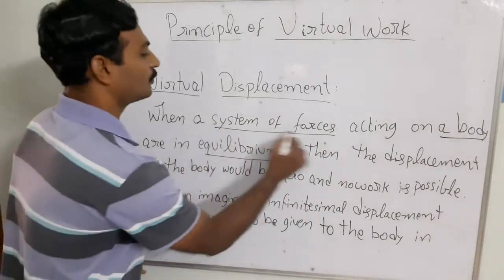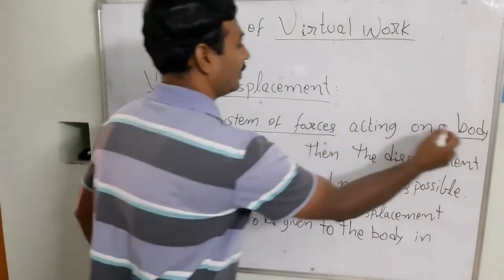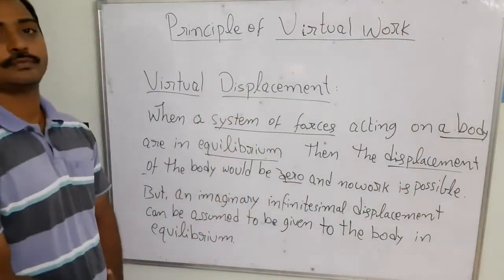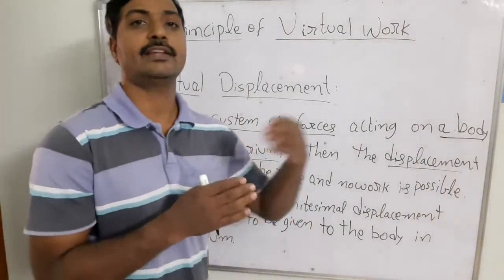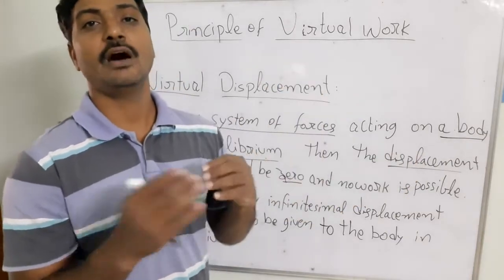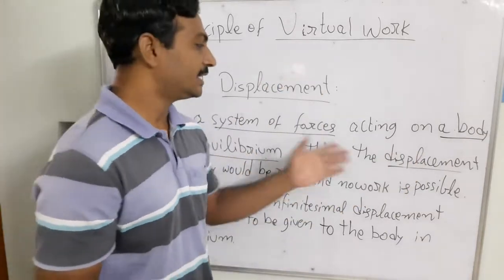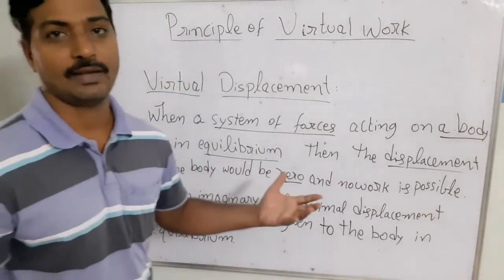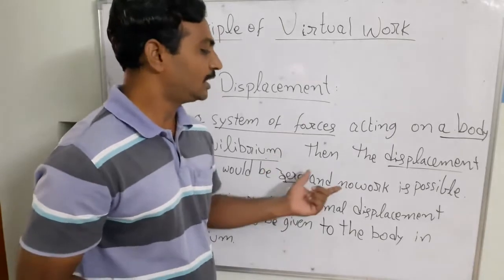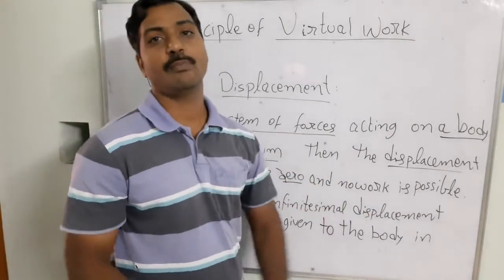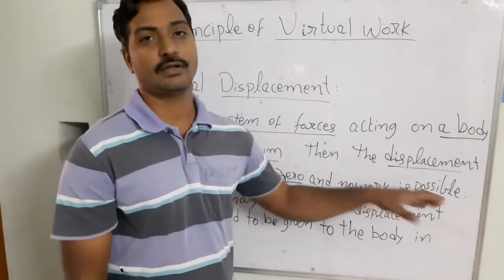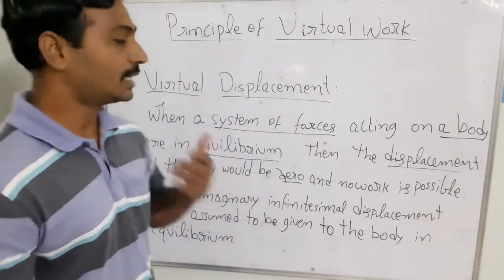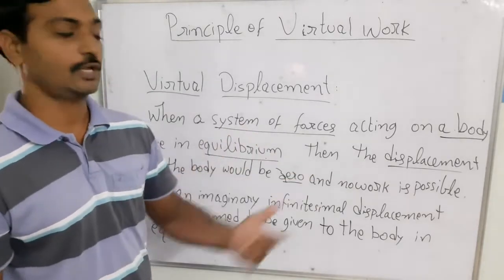When the system of forces acting on your body is in equilibrium, the displacement of that body would be 0, because the body cannot move in the x direction, the y direction, or the z direction, since the system is already in the equilibrium condition. So what will happen? In that condition no work is possible, so the work generated by these forces becomes 0.